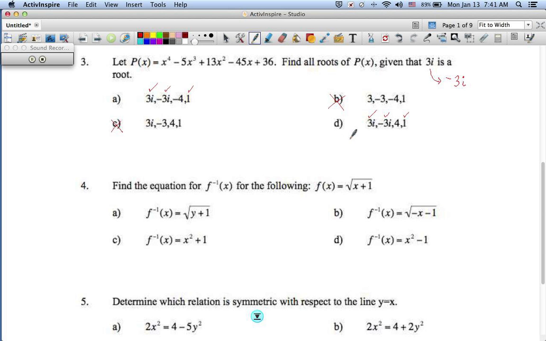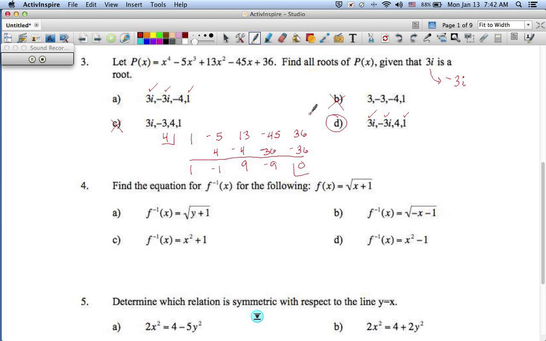So guess what? I'm going to do synthetic substitution again. 1, negative 5, 13, negative 45, and 36. And I'm going to plug in 4 or negative 4. I'm going to stick with the positive one here, and if it doesn't work, my answer is the other one. So 1, 4, negative 1, negative 4, 9, positive 36, which gives me negative 9, which gives me negative 36, which gives me 0. Solution is D because I chose 4 and 4 did work. Solution is D.